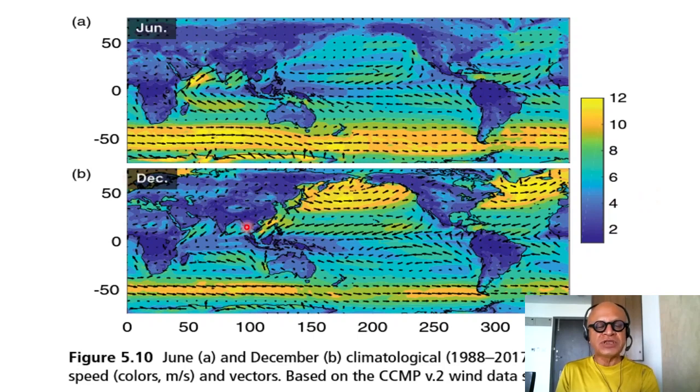Here we are looking at June and December, which gives you a good sense of the annual cycle of the winds. These are climatological winds averaged over 1988 to 2017. So colors are the wind speeds and vectors are of course wind vectors. And you can clearly see our own Indian Ocean region here. During the boreal summer months you have land heating, low pressure which sets off the monsoon, and then the monsoon heating itself demands moisture, most of which comes from south of the equator, and a lot picked up here over the Arabian Sea.